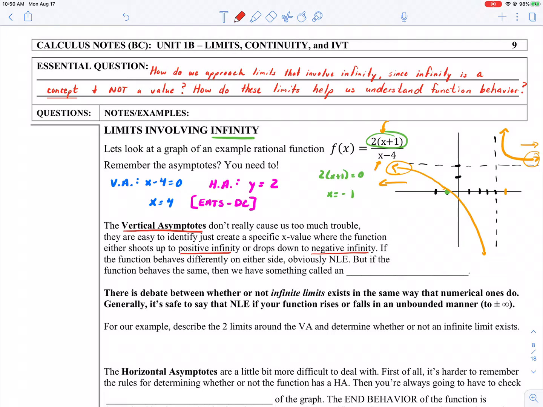If the function behaves differently on either side, then obviously no limit exists. If I'm approaching 4 from the right and the left, I'm not approaching the same value. On one side, I'm approaching positive infinity. On the other side, I'm approaching negative infinity. But if the function does behave the same, we have what we call an infinite limit. So if on both sides I'm shooting up, we would call that an infinite limit. On both sides I'm shooting down, we would also call that an infinite limit.